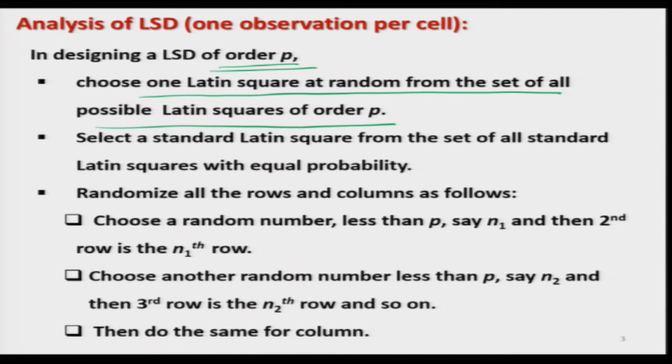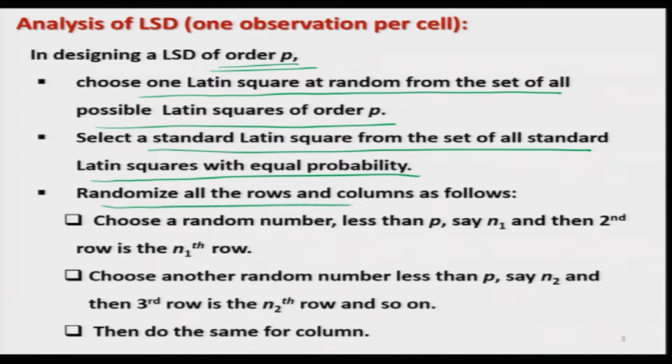And you are going to choose this standard Latin square from the set of all standard Latin squares with equal probability, right. You have seen that you can create more than one standard Latin square. So, you are trying to choose just any one of them such that the probability of selection of any Latin square remains the same. Now, you have fixed your Latin square, but in this case there is no randomization. You are nowhere employing the principle of randomization, so that you can allocate different treatments to different experimental units. So, in order to achieve this, we try to randomize all the rows and columns. Now, the question is how to get it done.